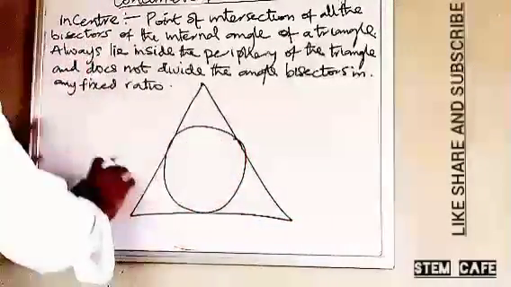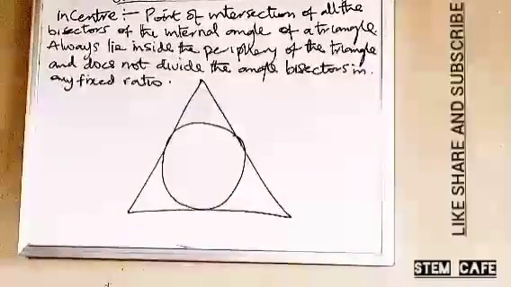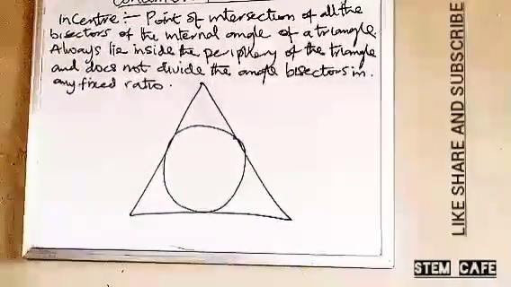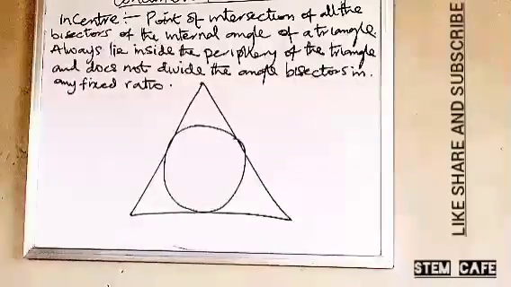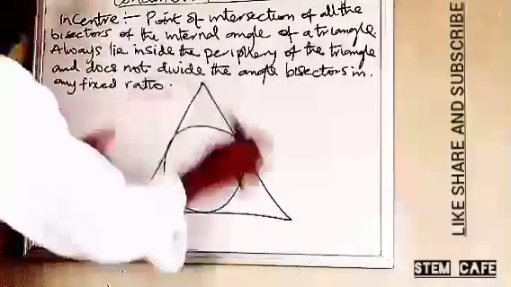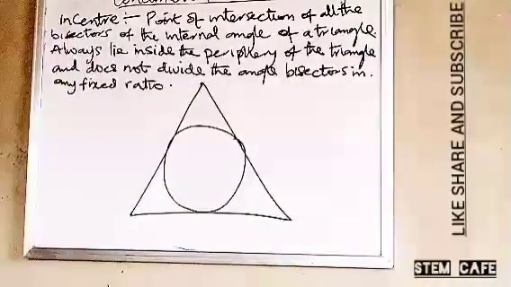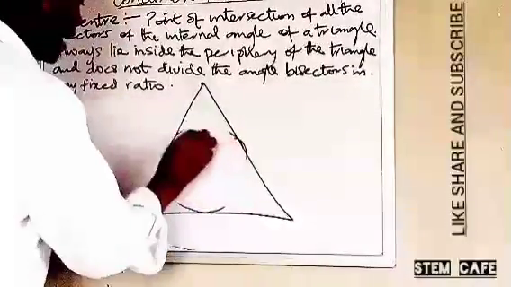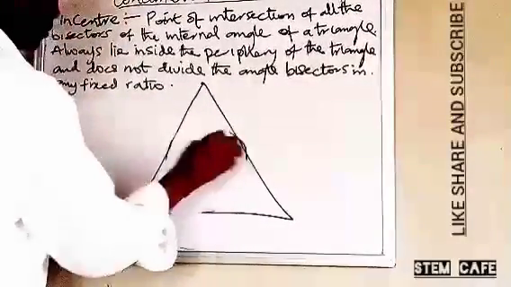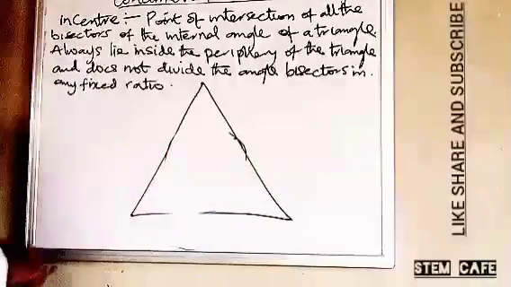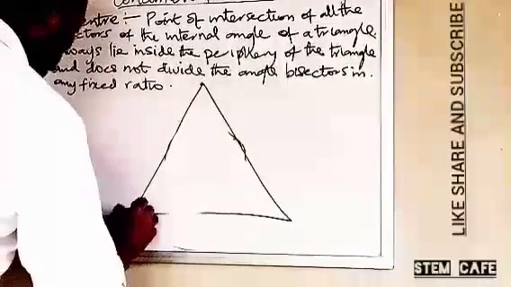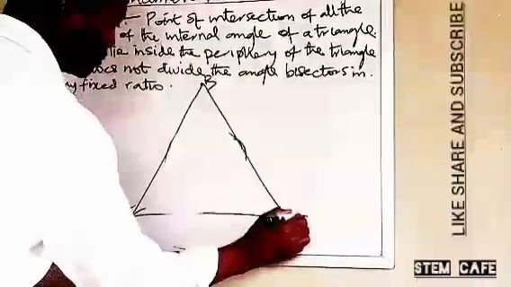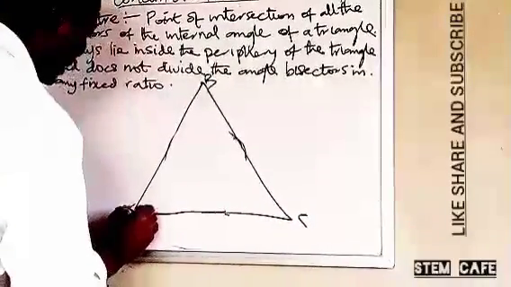The second circle is the one outside. This circle is the one inside, touching the edges of the triangle. But the second circle touches the vertices of the triangle. So what we are saying now is the center of that inner circle is the incenter. And how do we now find the incenter? By bisecting. Okay, let me first of all label this ABC. So we bisect this.